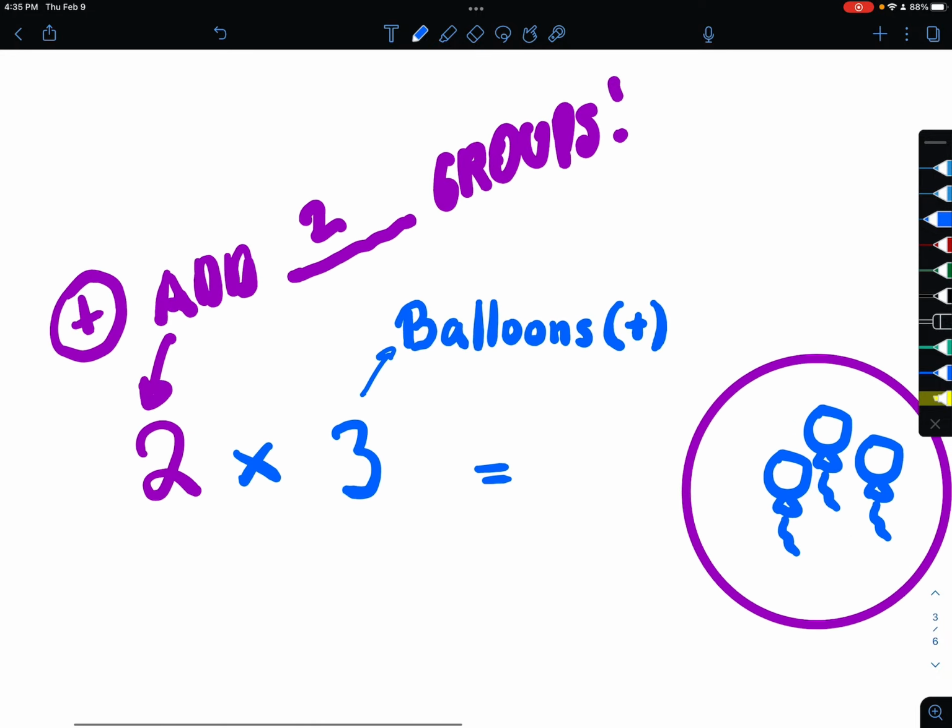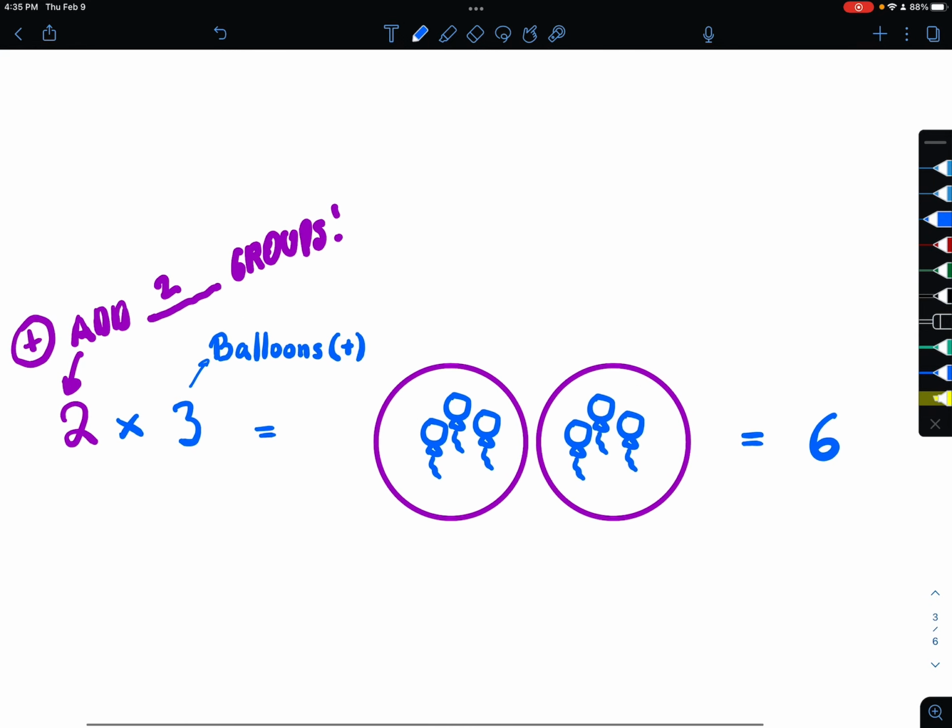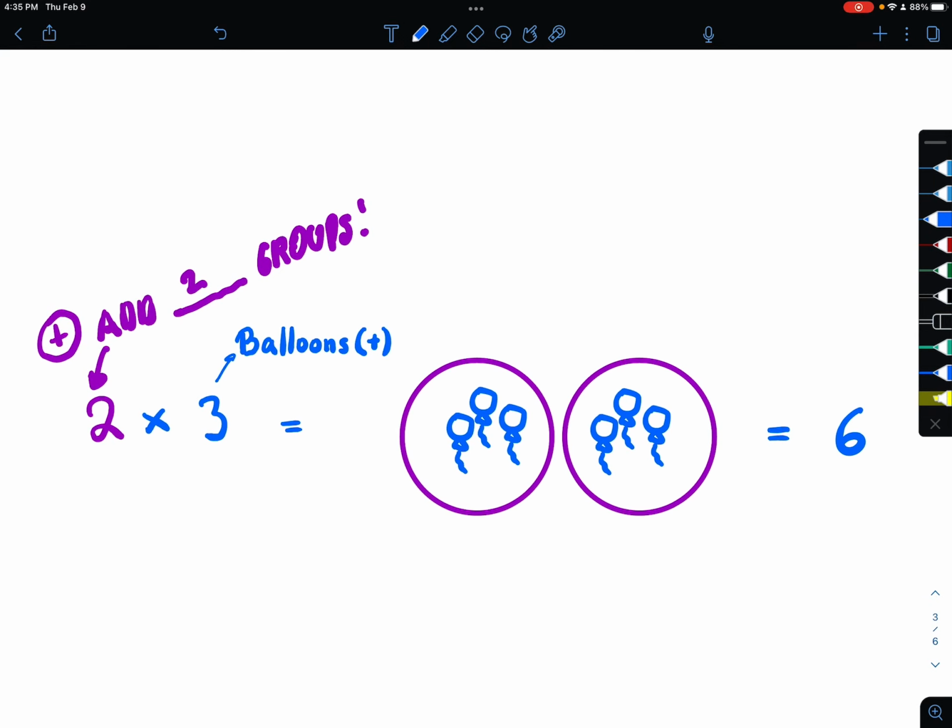So if we want to do a little picture on it, here it is. If we add 2 groups of 3 balloons each, of course we see that we will have 6 balloons. And that's going to mean that this is going to go up. If I add balloons, I'm going to go up, and that gives us a positive number.